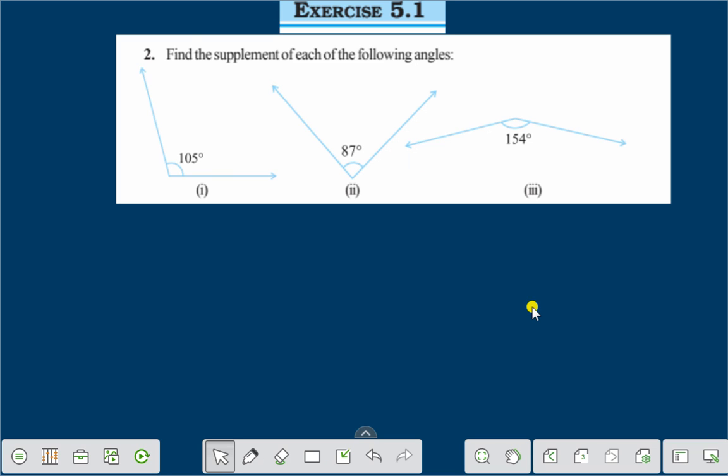Before solving this question, you have to know what supplementary angles are. If the sum of two angles is 180 degrees, then each of the angles is known as the supplement of one another. Right? If the sum of two angles is 180 degrees, then the two angles are supplements of one another, right? Therefore, you can write here, the first angle is 105 degrees.